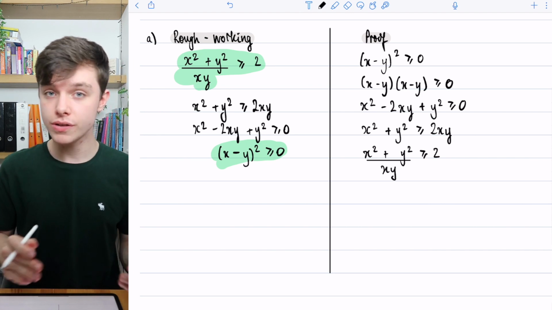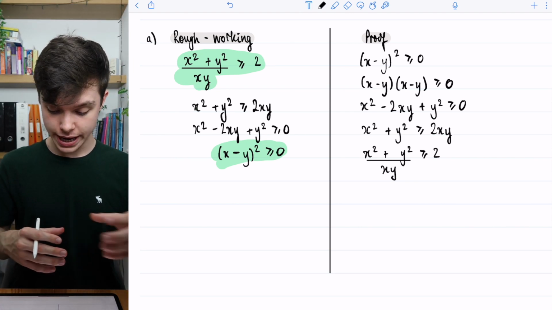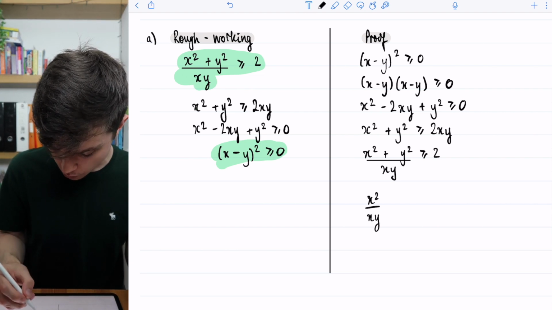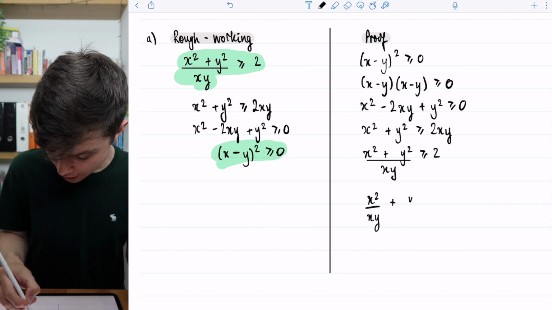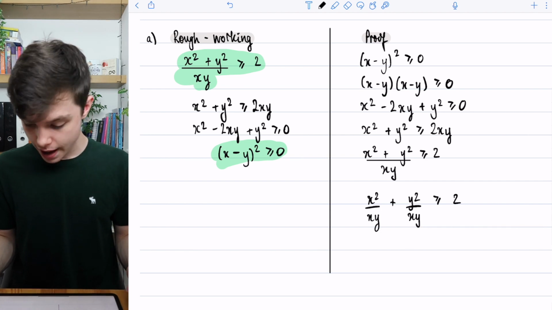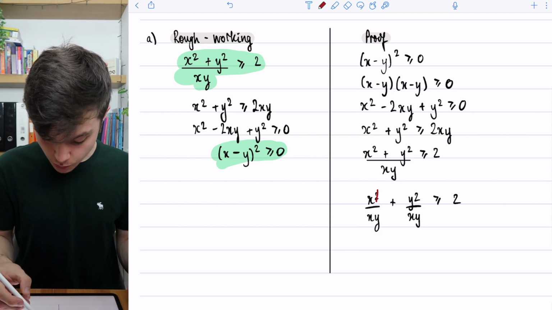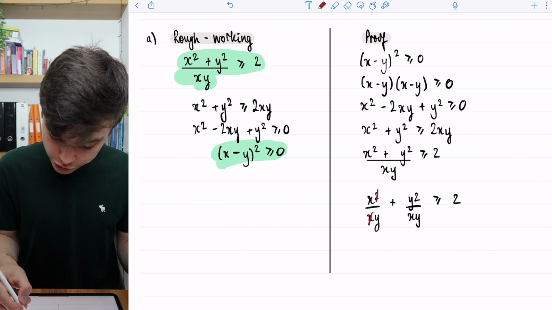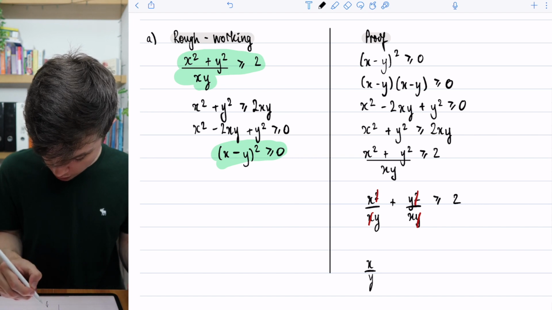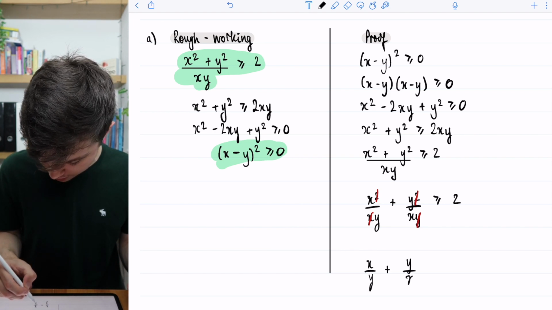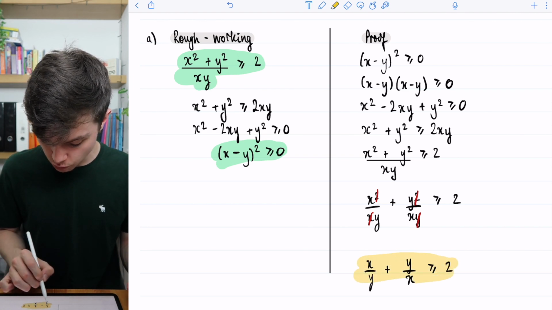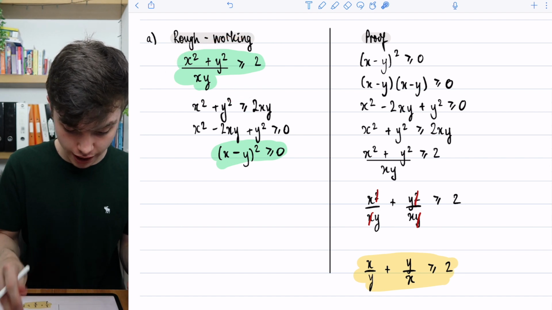And then I'm going to distribute that denominator to each thing on the numerator. So I'll have x squared divided by xy plus y squared divided by xy is greater than or equal to 2. And then I can clearly see the x squared will cancel with the x, and the y squared will cancel with the y, just to give me x over y plus y over x is greater than or equal to 2. And that is what we started our rough working with.